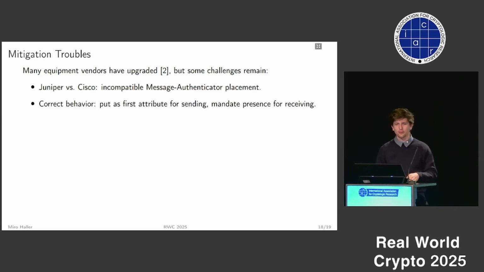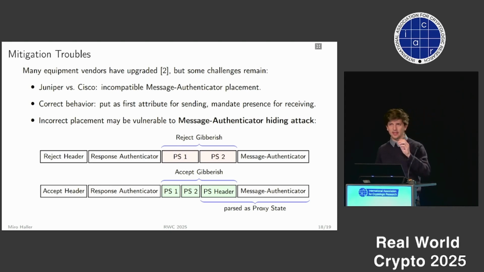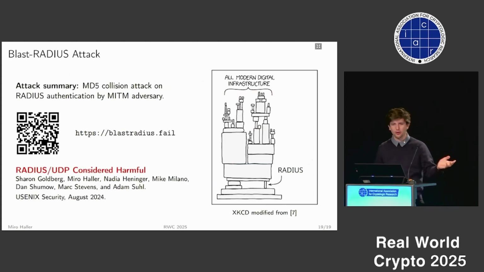The correct way to do this would be to put the Message-Authenticator as the first attribute when you send packets, but to only mandate that it's present when you receive packets. Why is this so complicated? Well, it turns out that there's an extension to our attack that applies to partial mitigations. Basically, you can hide a Message-Authenticator by extending our attack such that the accept gibberish ends in a Proxy-State header, in which case the client will parse the Message-Authenticator as a Proxy-State and never actually verify it. There's more information about our attack on our website, and I'm happy to take questions now or in the hallway later. Thank you.